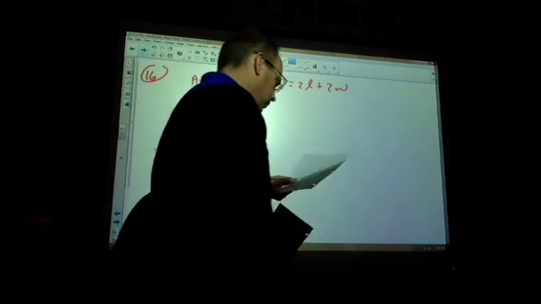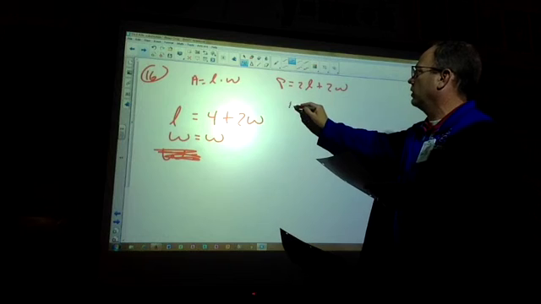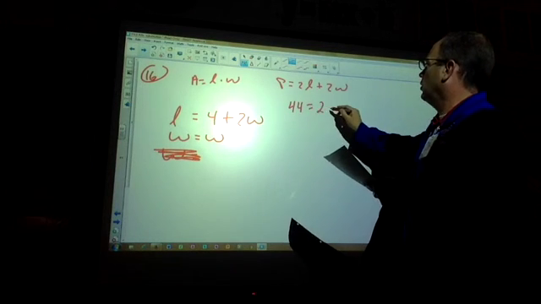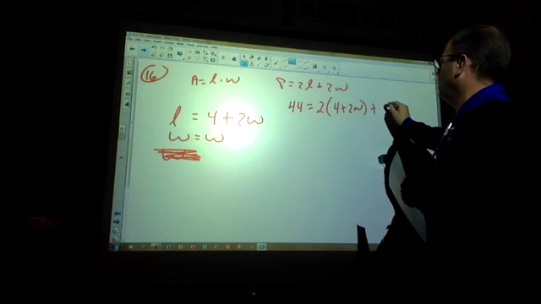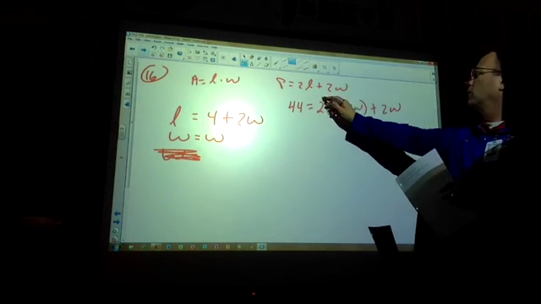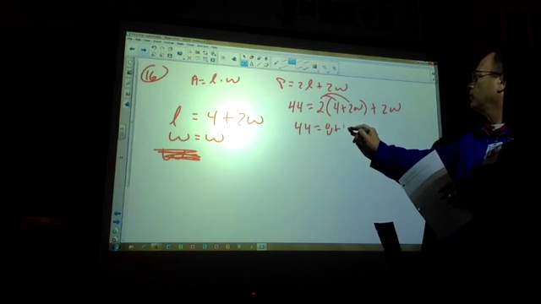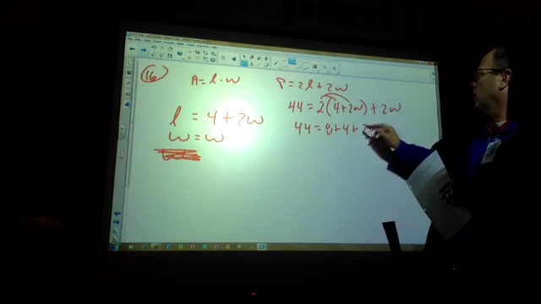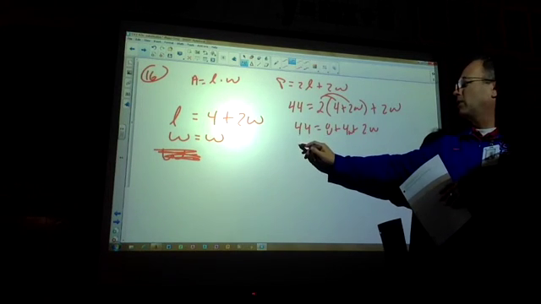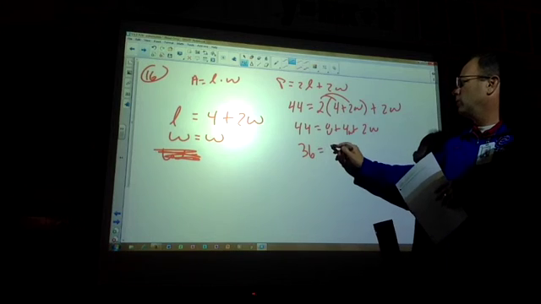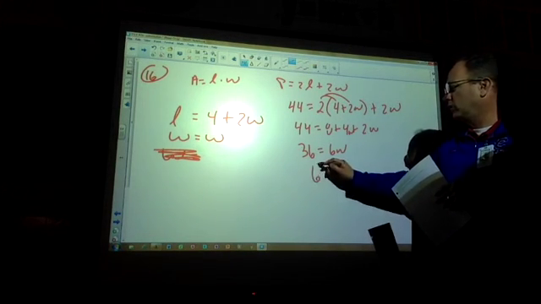The perimeter is 44. So if I'm going to use this equation, 44 equals 2L, and I know L is this, plus 2W. W stays as is. I'm going to distribute here and here. I subtract the 8, so I'm going to bring that over. That's 36 equals 6W. So the width is equal to 6.